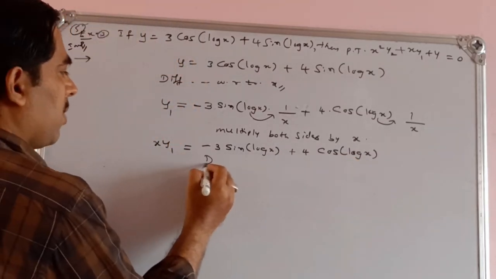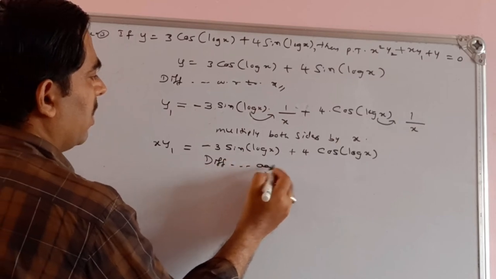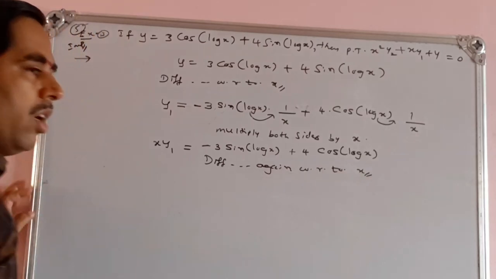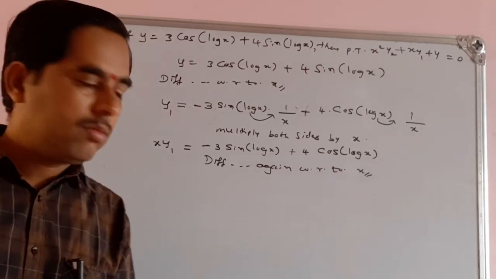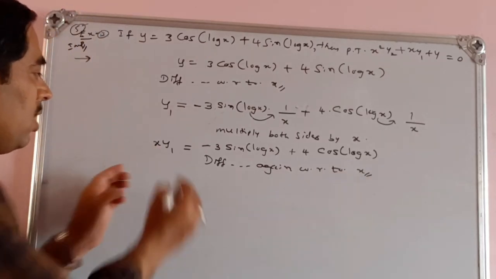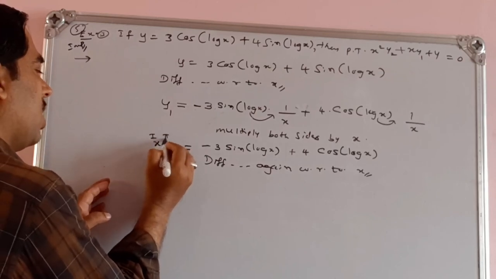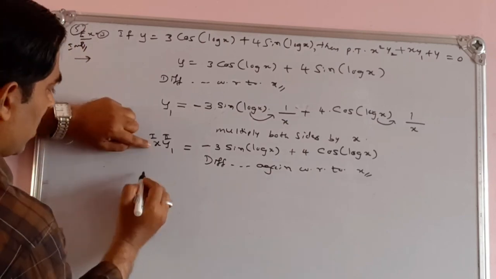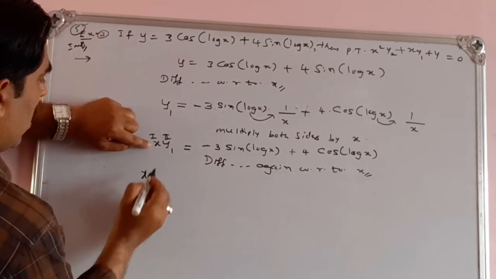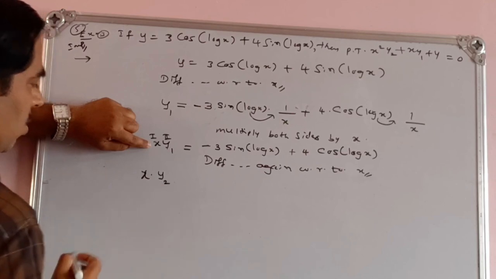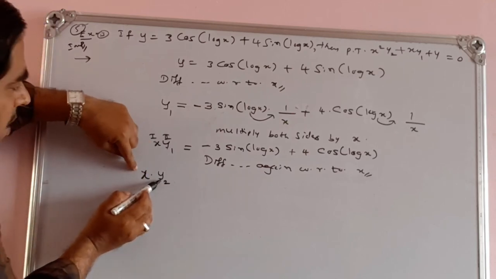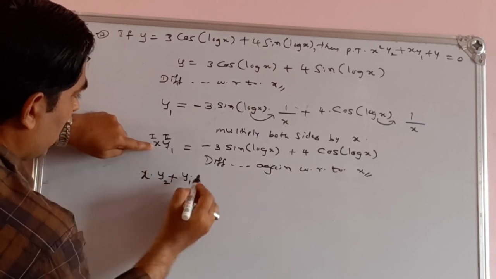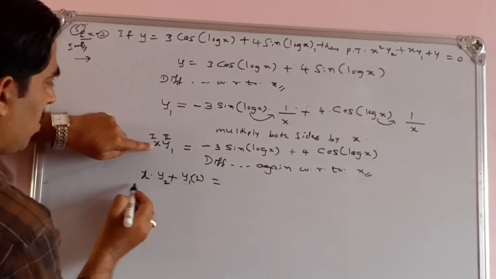Now at this step I can differentiate again with respect to x. Observe the left hand side: x y1 has two terms, the first function and the second function, so use the product rule. First function x as it is, into the derivative of y1, that is y2, plus the second function y1 into the derivative of x with respect to x, which is 1 only. This is the product rule.